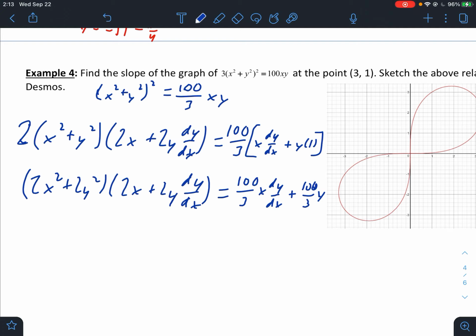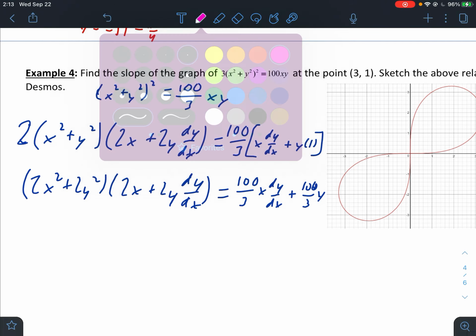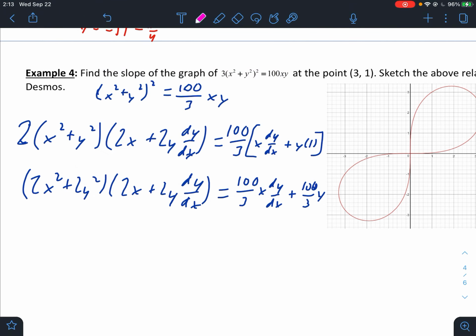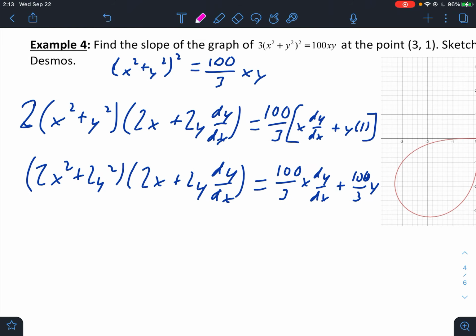And that's a good thing, because this looks like a pretty complicated equation to solve for dy dx. We'd have to do some distributing over here, and then get all the dy dx's together, and then solve for that. But the question's not asking us to do that. It's simply asking for the derivative at one point. So instead of doing all that work, we can just take that point 3, 1 and put it in right now and find our slope.